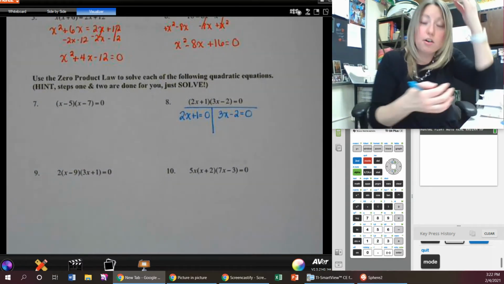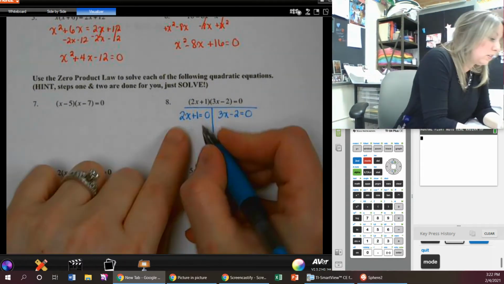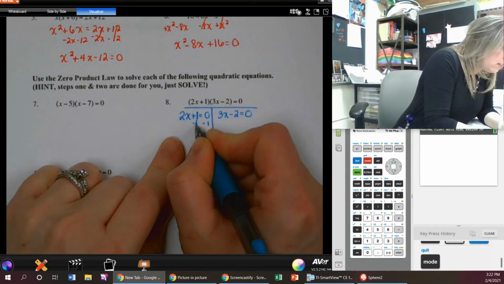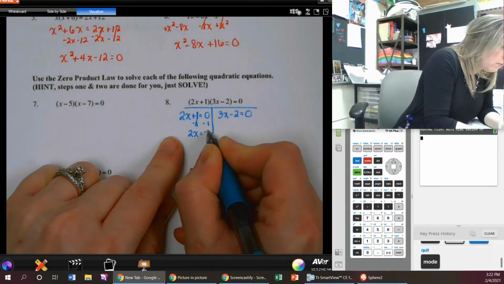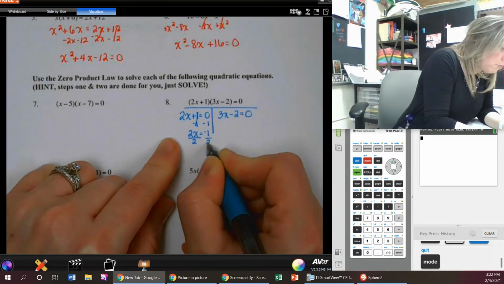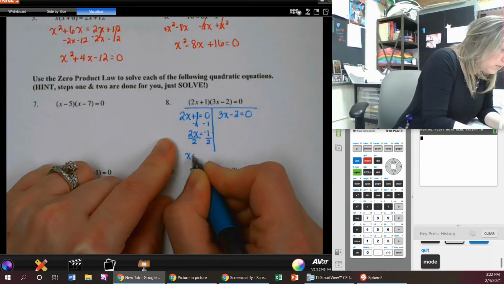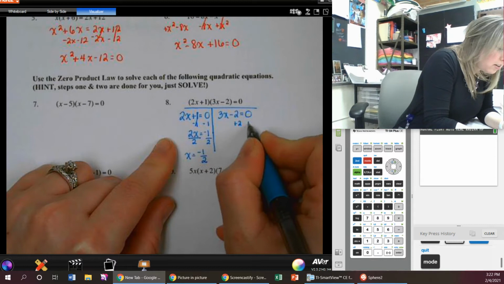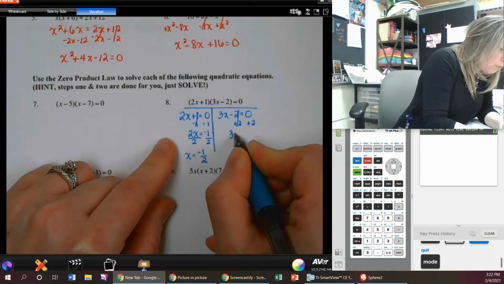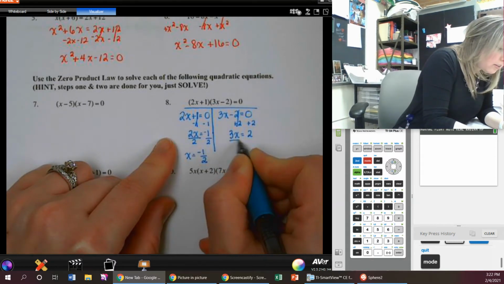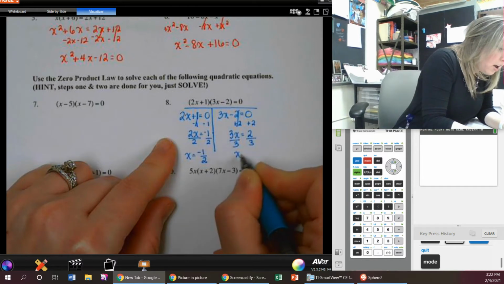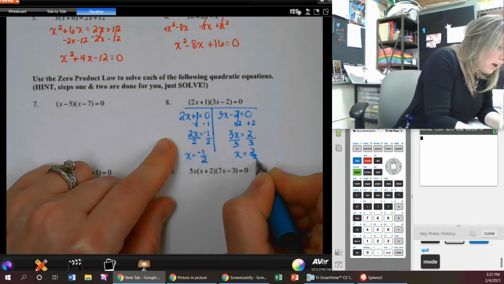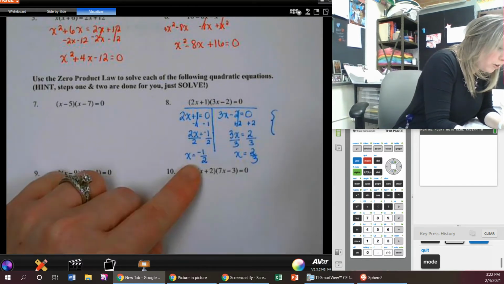Nice and easy. I already know how to do this, right? So this is subtract 1 from both sides of the equal sign. You got 2x equals negative 1. So to get x alone, you divide both sides by 2. You get x equals negative 1/2. Over here, you add 2 to both sides of the equal sign. You get 3x equals 2. And then to get x alone, you divide both sides by 3. X equals 2/3. And then we put those answers in French curly braces.